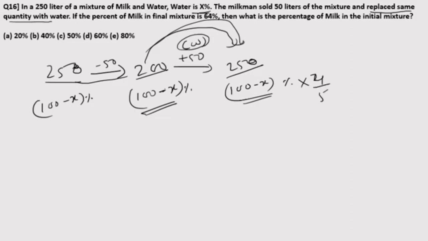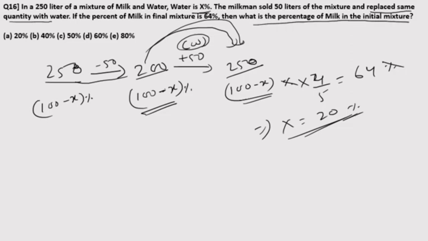Basically 4 by 5; 200 by 250, I cancel with 50. This is equal to 64 percentage. Percentage and percentage get cancelled from both sides. Now x comes out to be 20, so x is basically 20%. It is asking what is the percentage of milk in the initial mixture. The percentage of milk was 100 minus x%, which means 100 minus 20, that is 80%. Let's move to the next question.